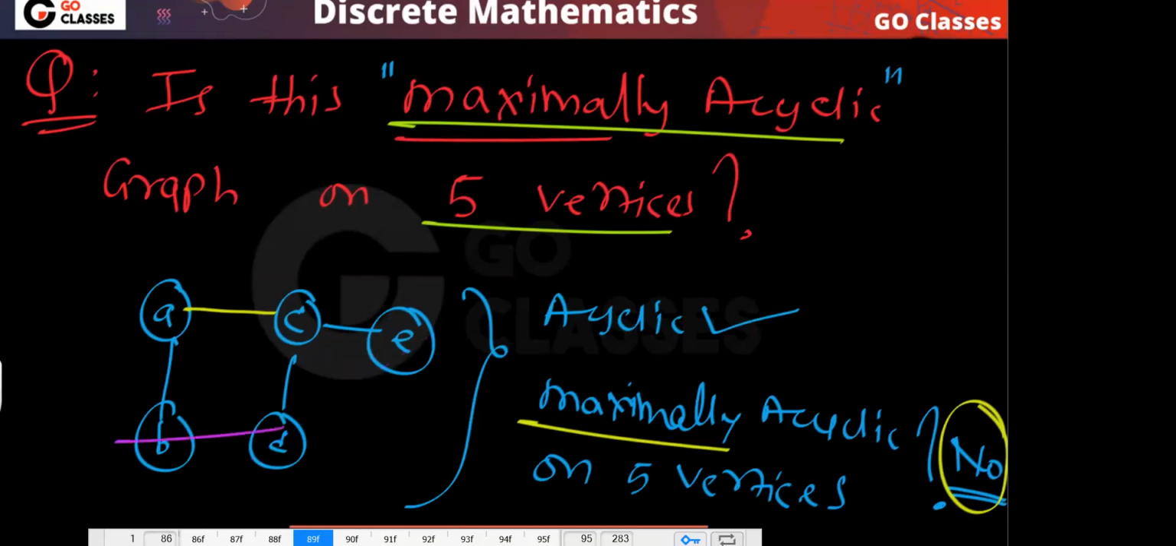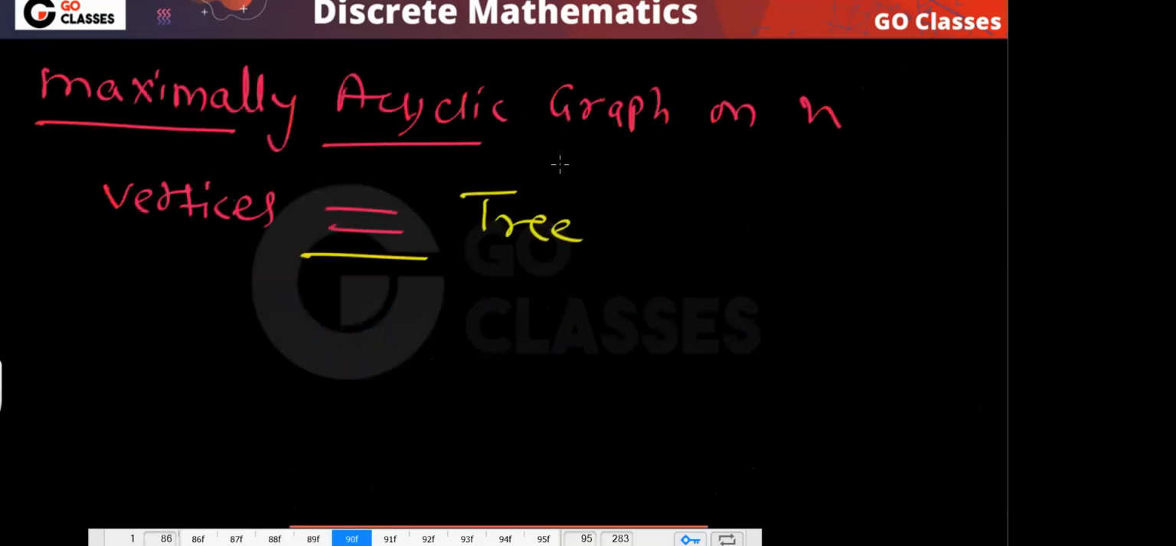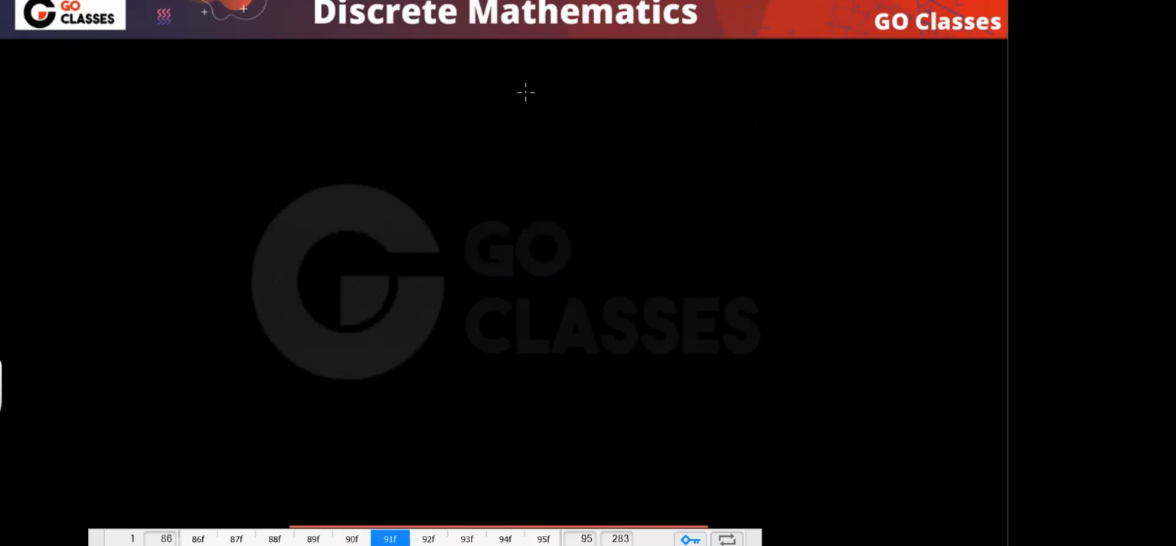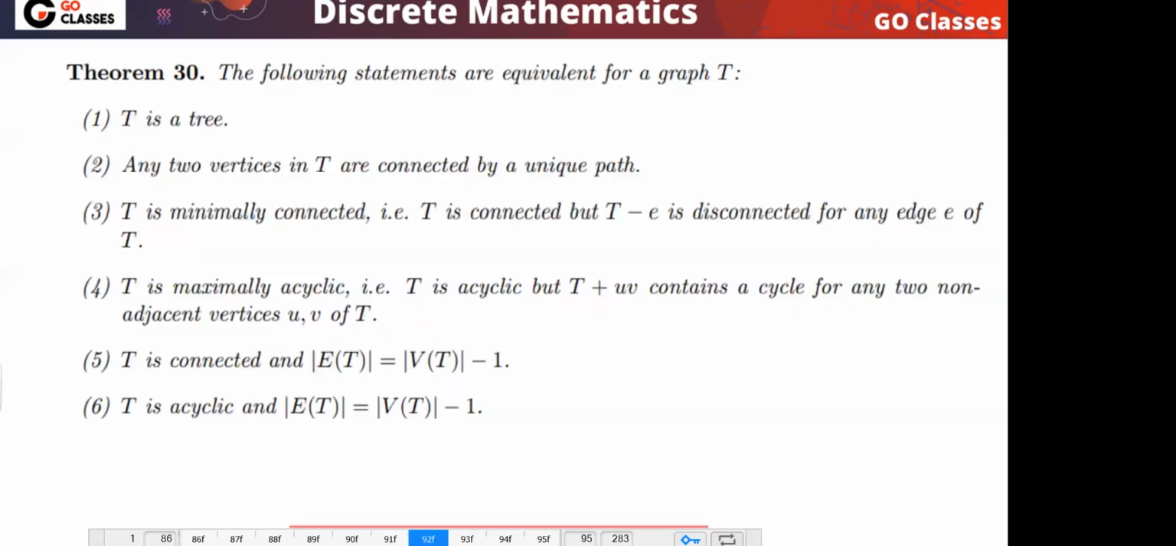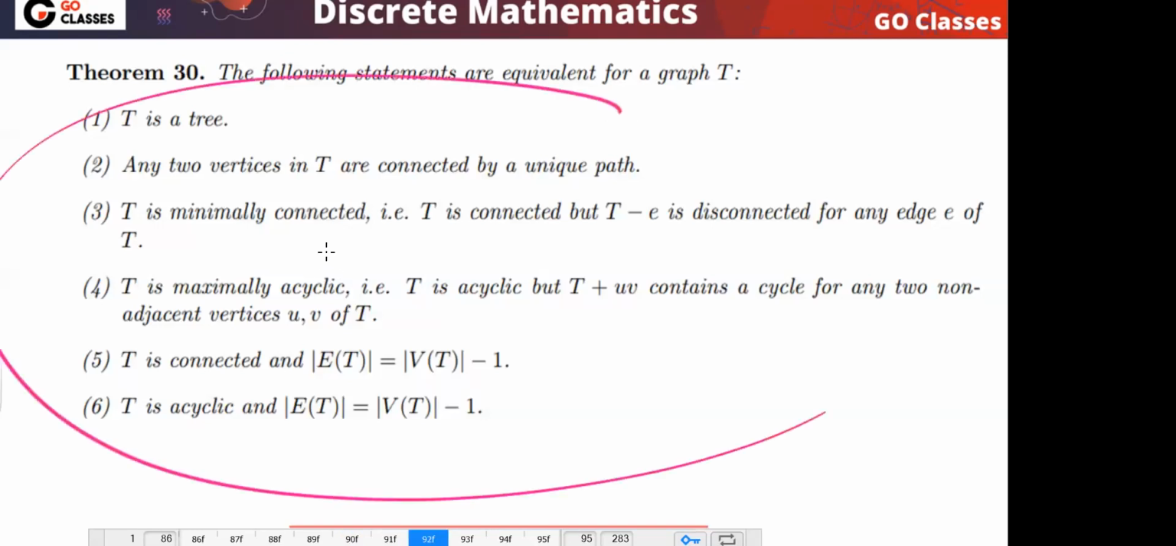There is no scope to add. So this is your definition: a maximally acyclic graph on n vertices is a tree. This is another definition of tree. Yes, this is a forest. Every tree is a forest. There are many definitions of tree, and all these are very important.